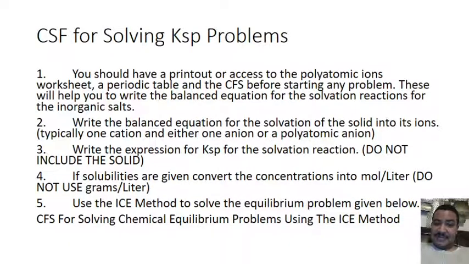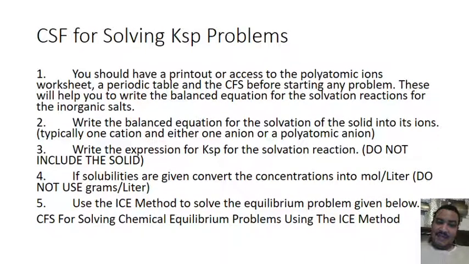So you write the expression for KSP for the solvation reaction is the next step. Oh wait, I skipped a step, I'm sorry. You write the balanced equation for solvation of the solid into its ions, typically one cation and either one anion or a polyatomic anion. So in order to find out what the polyatomic anion is and the charge, you would look at your polyatomic sheet. Then you write the expression for the KSP for the solvation reaction. You do not include the solids, so this would just be the ionic product, the product of the ions with the coefficients as exponents in the reaction.